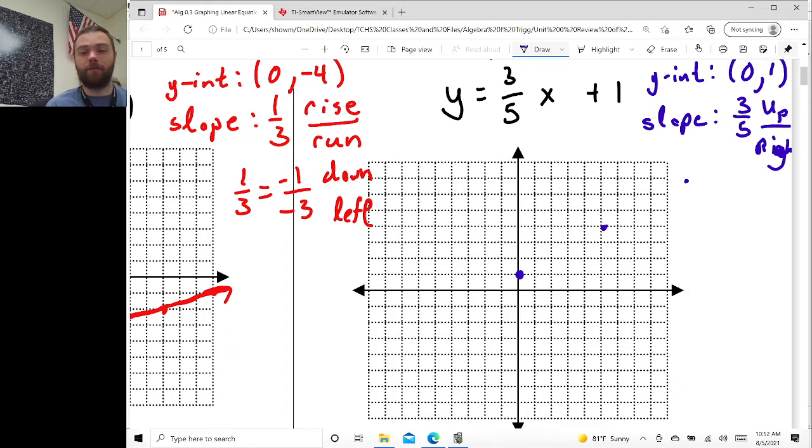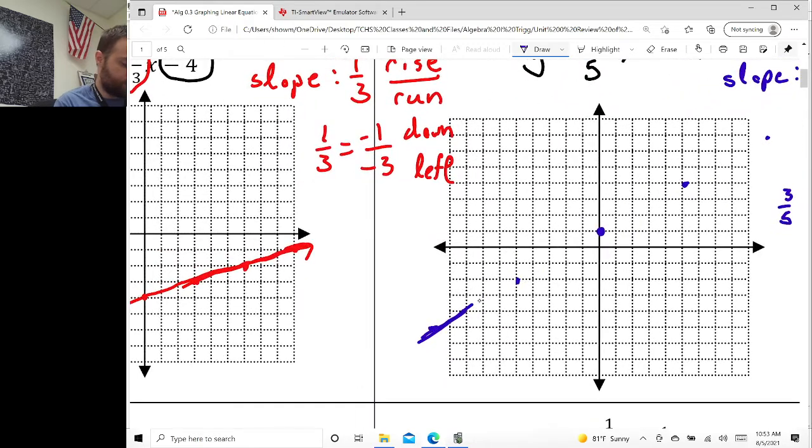So how do I go the other way? Well, 3/5 is positive. So it's equal to -3 divided by -5. So this means down 3 and left 5 from that y-intercept, or from any point really on that line. So down 3, left 5. And then I just continue that pattern. Down 3, left 5. And we're off the page again. And just kind of connect the dots. And there it is. And we are done.